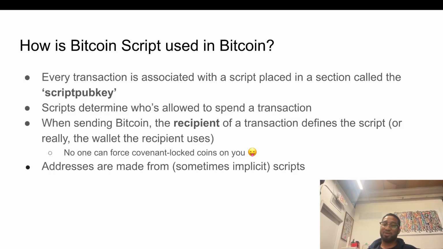So scripts determine who's allowed to spend a transaction. That's what this field does. When sending Bitcoin, the recipient of a transaction defines the script, or really the wallet the recipient uses, because no one's manually putting things in. And no one can force covenant locked coins on you because, again, the recipient chooses which script to lock the sender's coin in. And addresses are made from these scripts, and these scripts are sometimes implicit with their behavior.